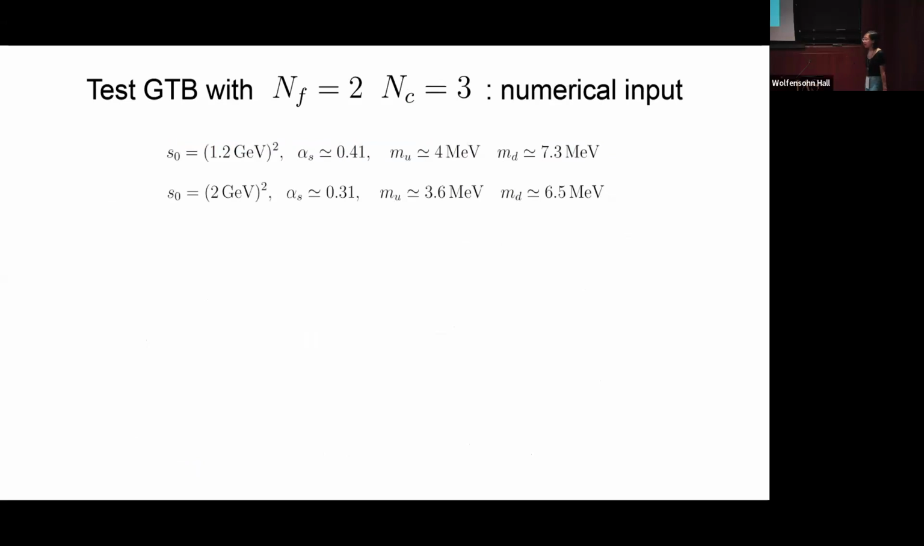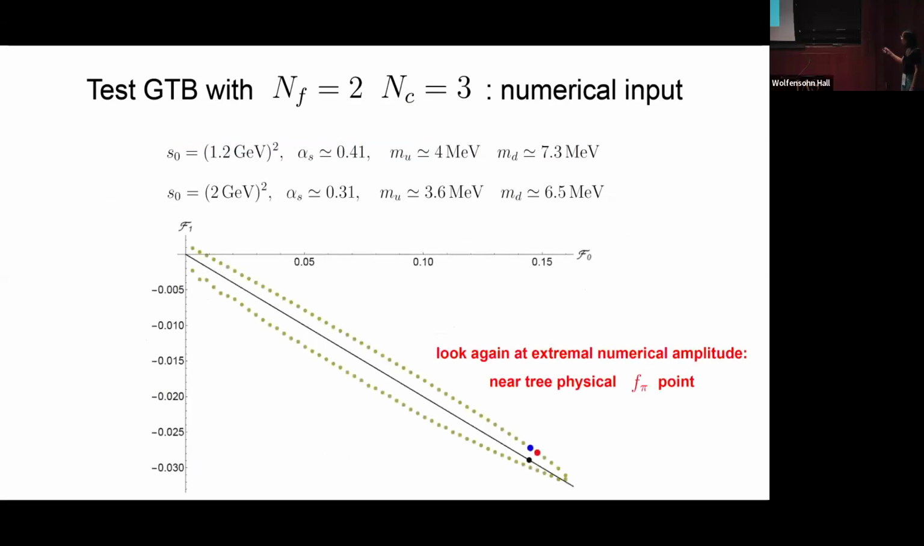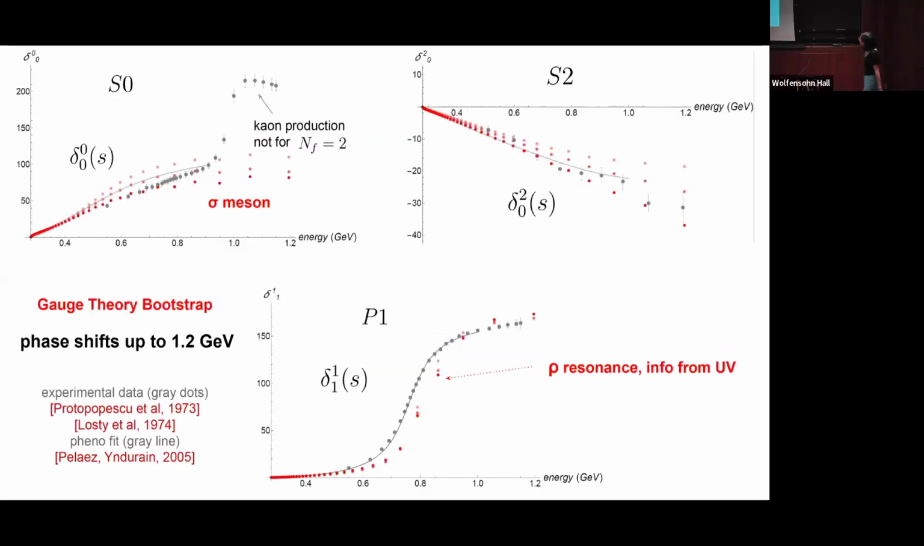First one taking S0 around 1.2 GeV, and the second one 2 GeV with a set of parameters like this. For each case, again, we identify a point on this kind of shape close to the FPi tree level point. For 1.2 GeV, now I'm plotting again the phase shift for S0, S2, and P1. S0 and S2, as before, have a good agreement with the experiment, but now we see that in P1, there's also a rho resonance appearing, and this clearly comes from the information of the UV theory.